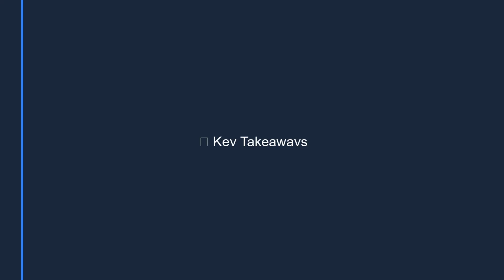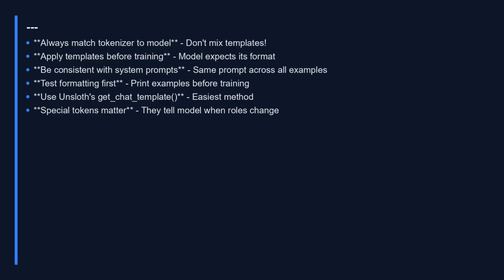Key takeaways. Here are six things to carry forward from this lesson. Always match the tokenizer to the model. Never mix template families. Apply templates before training, not after. The model expects its native format from the first token. Keep system prompts consistent across every training example. Inconsistency teaches the model to be inconsistent. Inspect formatted examples before launching any training run. Print them, check the tokens, confirm the structure.